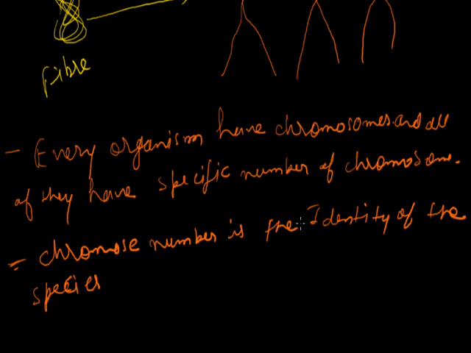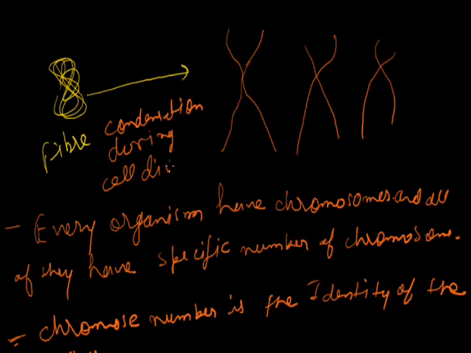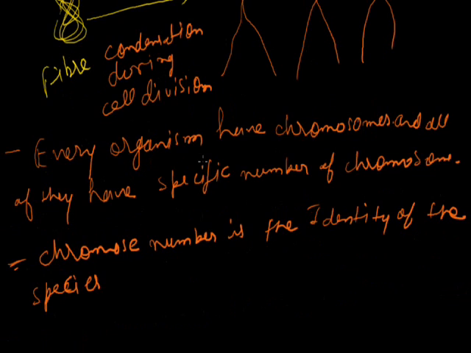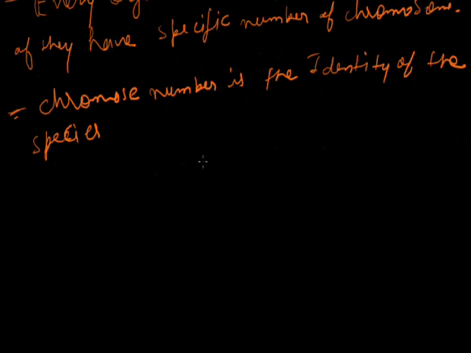Chromosome number is the identity of the species. So that's very important, that how they form. They form after the process of condensation during cell division. And every organism has a specific number of chromosomes, and this is also the identity of the species.